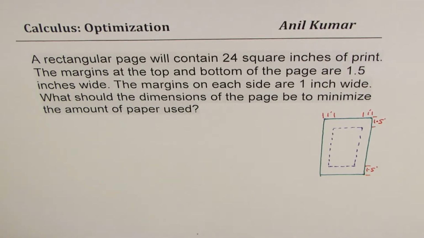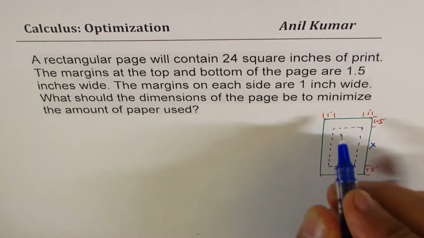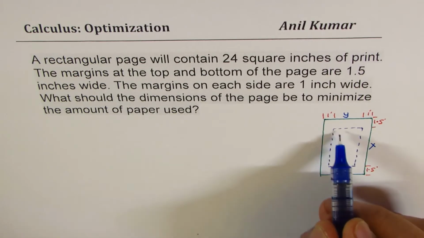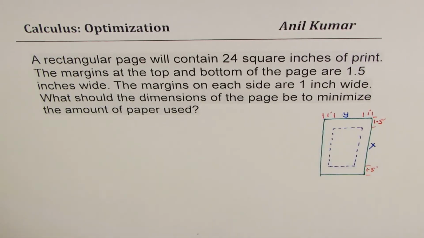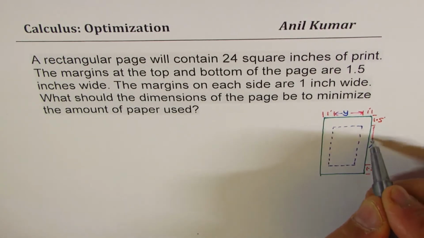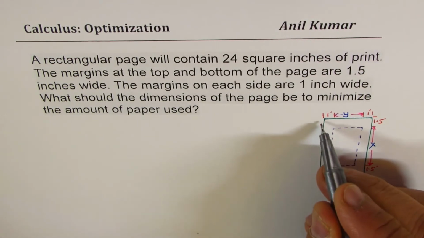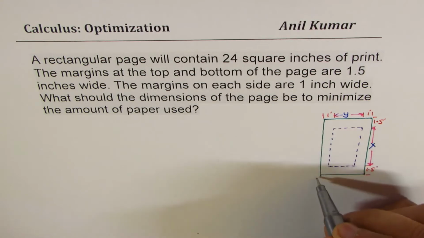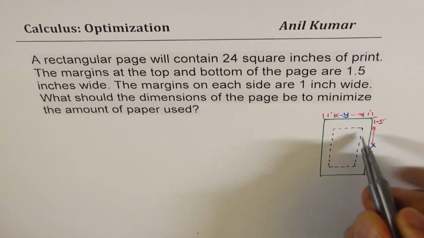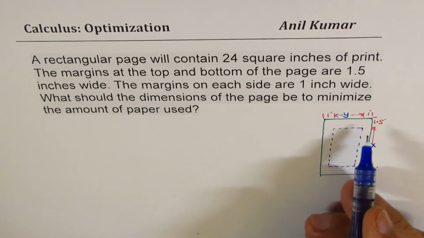Okay. Now, let us define variables for the print area. Let me take x and y as the variables. So let us say this is x for us and this is y for us. So that is a print area. So y is actually this much. And x is this much. Okay. So that means total length you can say is x plus 3, correct? And width is y plus 2. Perfect. So that becomes the width, correct?